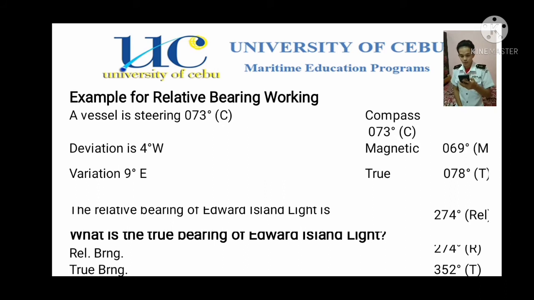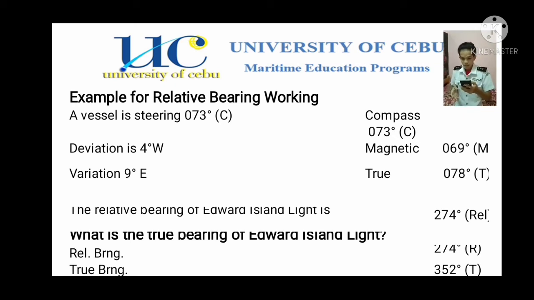Example for relative bearing working. A vessel is steering 073 degrees, and the magnetic compass reads 69 degrees. All you have to do is to deduct, and then as usual, compass best, error west, compass least, error east. The result would be a deviation of 4 degrees west.